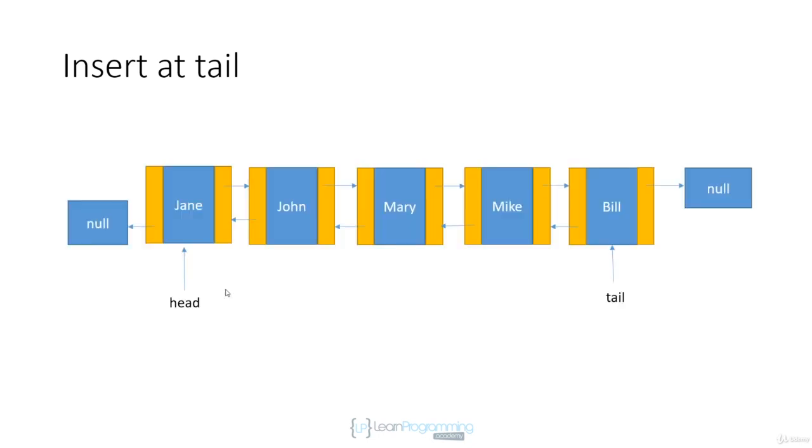And so after the insertion, this is the situation we'll have. So Mike's next field has been updated to Bill. Bill's previous field has been set to Mike, and his next field has been set to null, which is what Mike's next field used to be. And the tail has now been set to Bill.